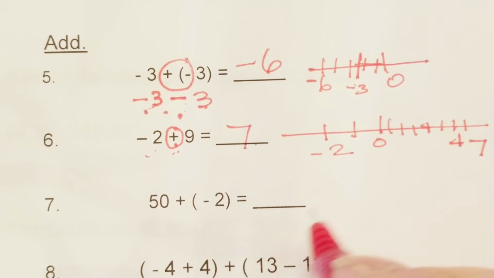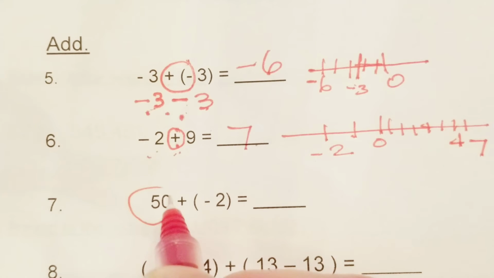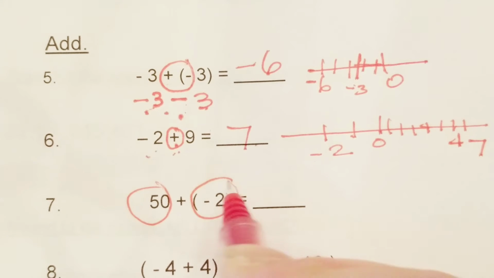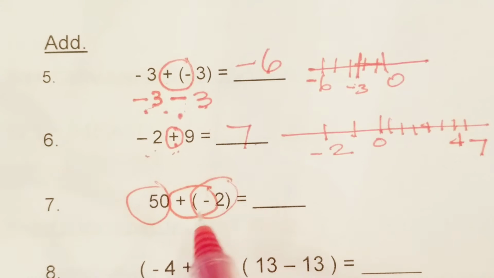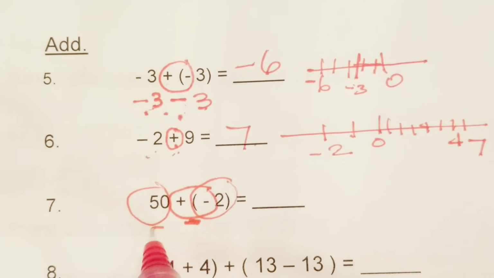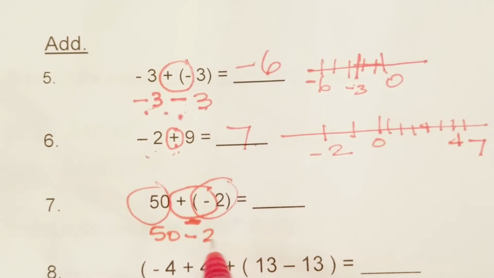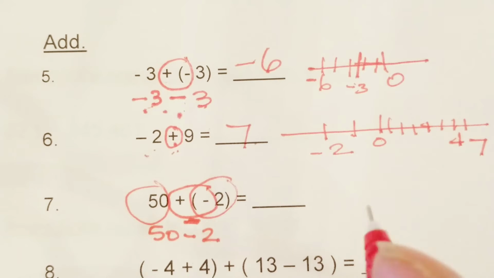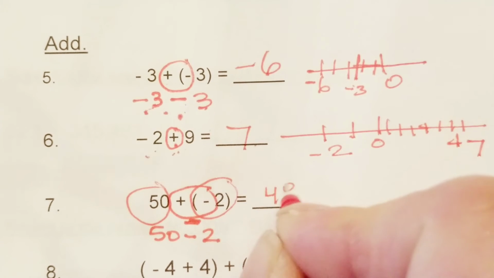So again, we have a positive number here, and we have a negative number. Again, remember, the positive and the negative give you a negative. So I could rewrite my problem as 50 minus 2, okay? And 50 minus 2 is 48.